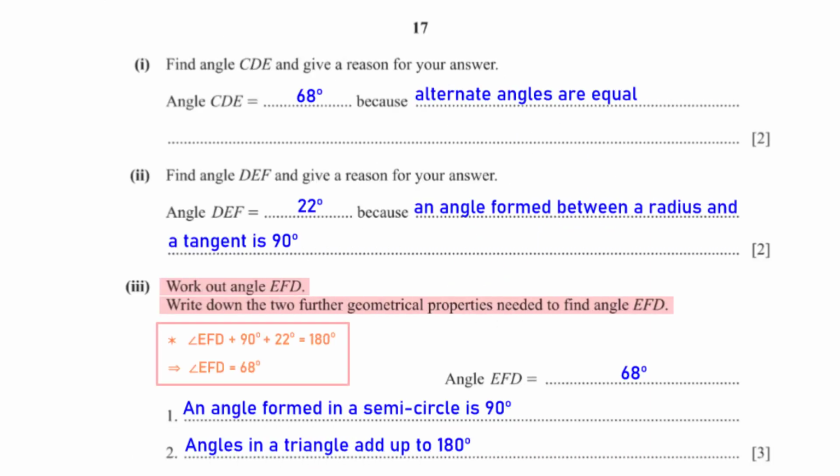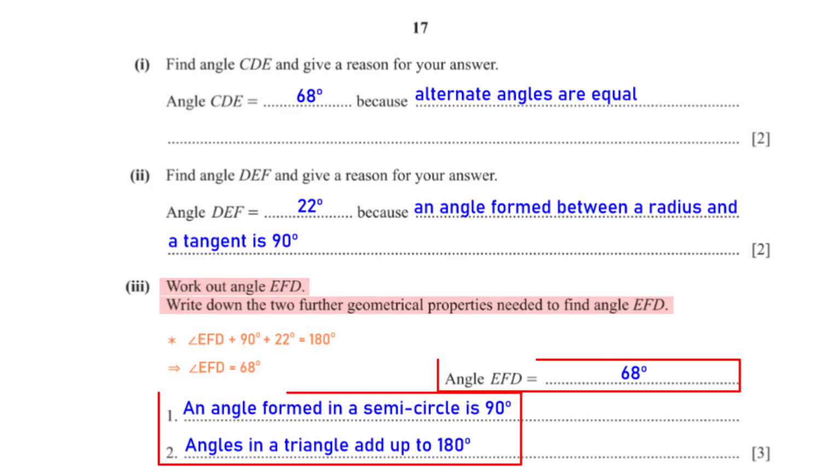So we have angle EFD plus 90 plus 22 equals 180. When we make angle EFD the subject, we get angle EFD equals 68 degrees.